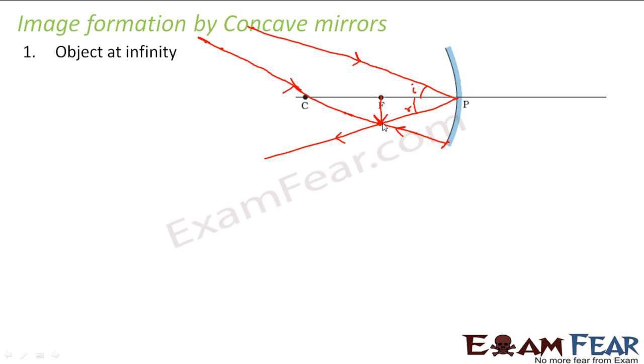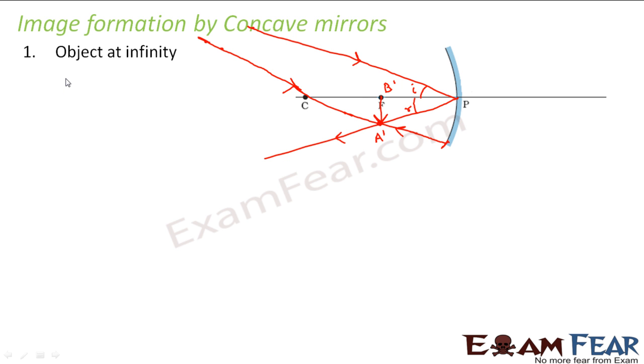Now this image is inverted because it is below the principal axis. Let me call this B dash A dash. Why do we consider these 2 as parallel rays? Because we don't know from where it is starting, because the object is at an infinite distance, right? So in this case, the image is A dash B dash.